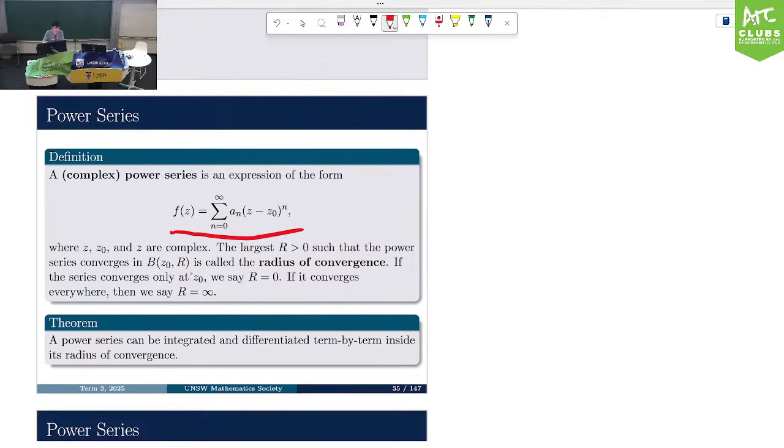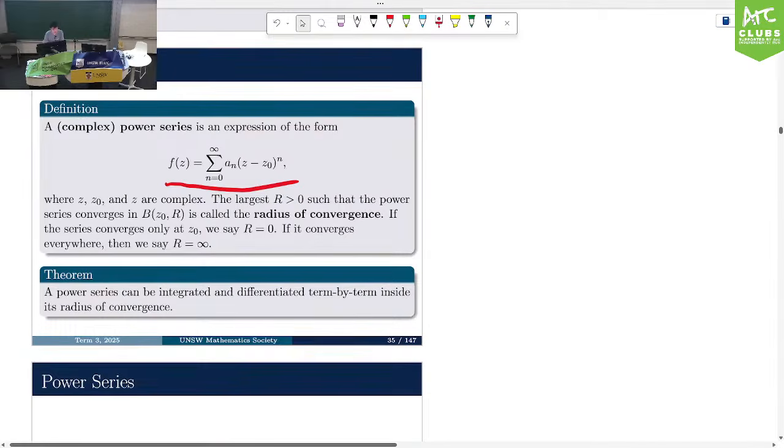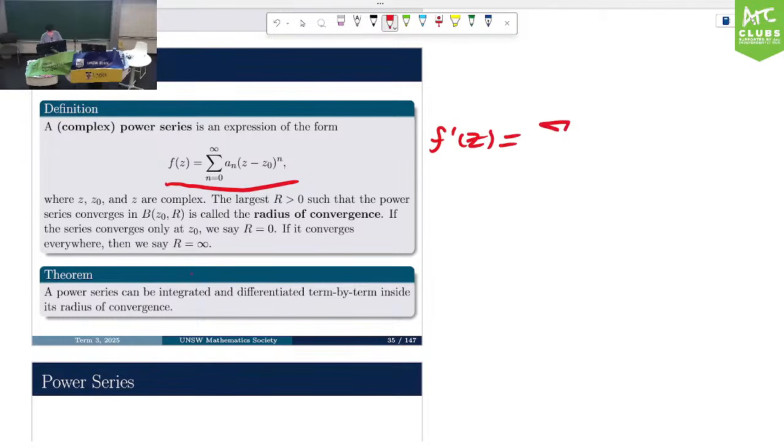If the radius of convergence is 0, then it's only convergent at z0. And we can also integrate power series term by term. So if I have this thing over here, then f of z equals the sum from n equals 1 to infinity of n an (z minus z0) to the power of n minus 1. Just be careful about the change of the starting point over here, because when n equals 0, there's actually no (z minus z0) term. So when we differentiate, it just becomes 0. So we have to start at 1.